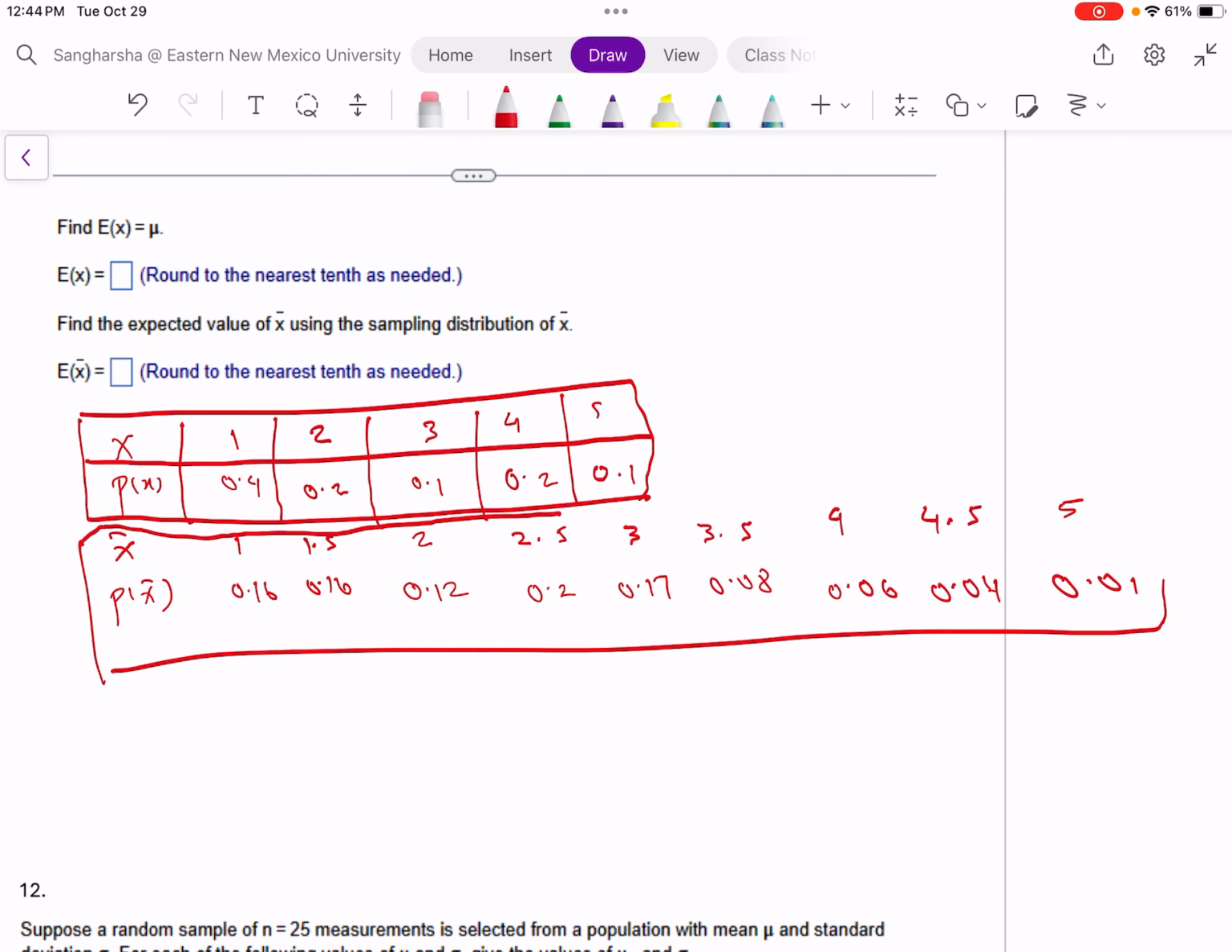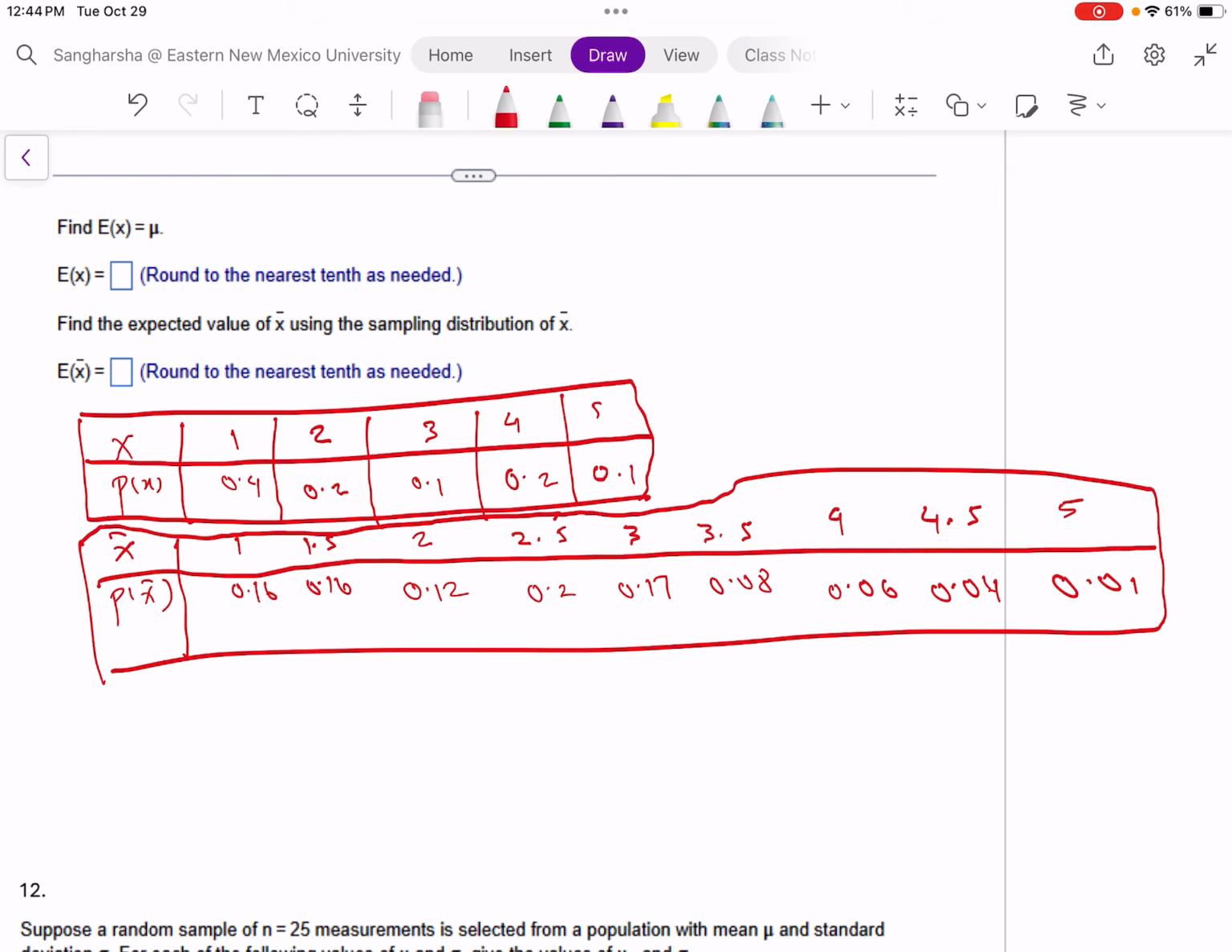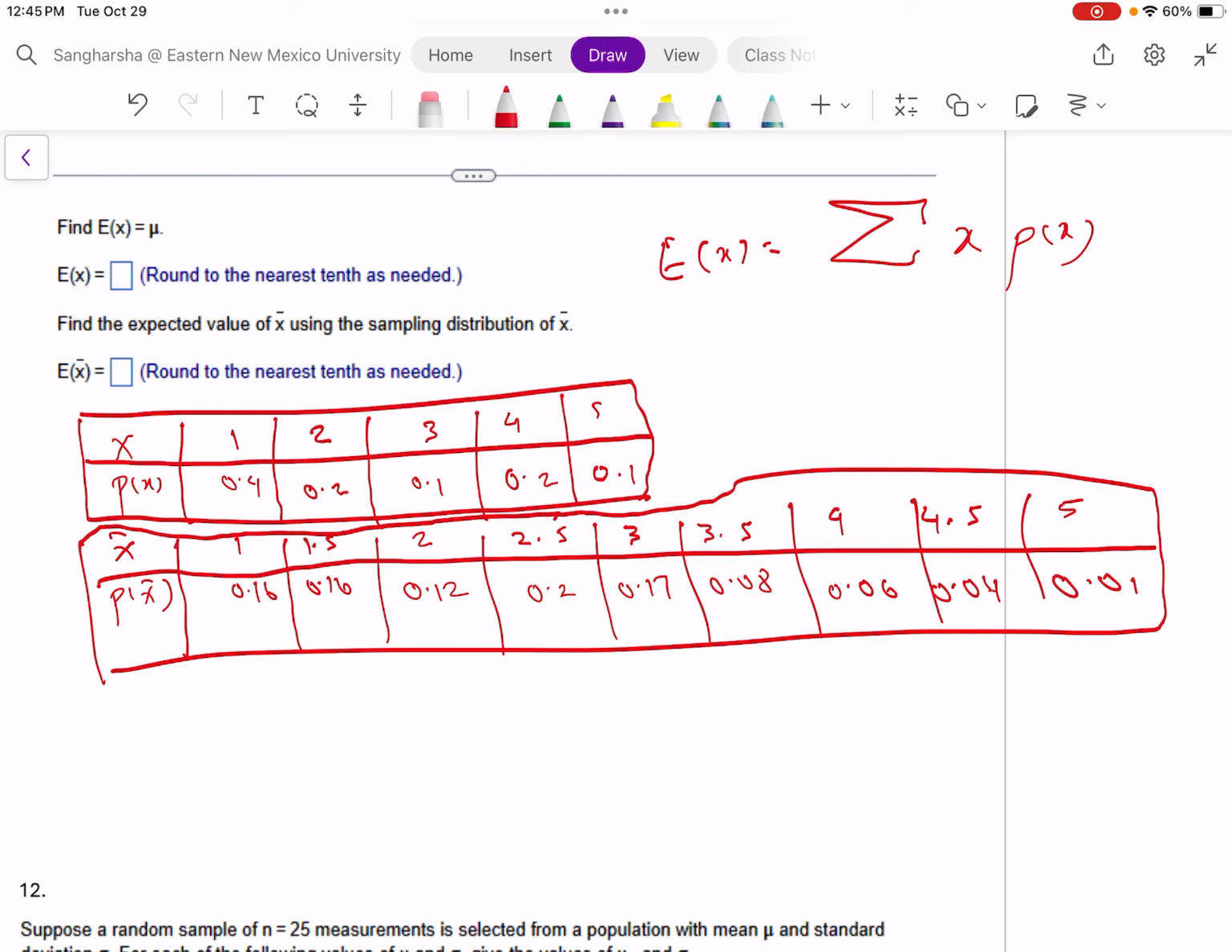You can practice from the table that you can find on MyMathLab, okay? So you are asked to find E of x. So E of x, what is the formula? Summation of x times P of x. So you take each value of x, multiply by its probability, and add: 2 times 0.2 plus 3 times 0.1 plus 4 times 0.2 plus 5 times 0.1.